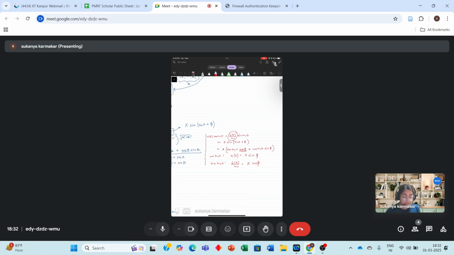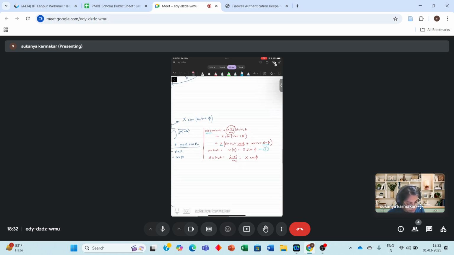So on the left hand side, cos omega n t is multiplied with x0, and on the right hand side, cos omega n t is multiplied with sin phi into X. So this is what I've written. Similarly, on the left hand side, for sin omega n t, the coefficient is x dot 0 by omega n. And on the right hand side, for sin omega n t, you have cos phi into X. Yes. Got it.